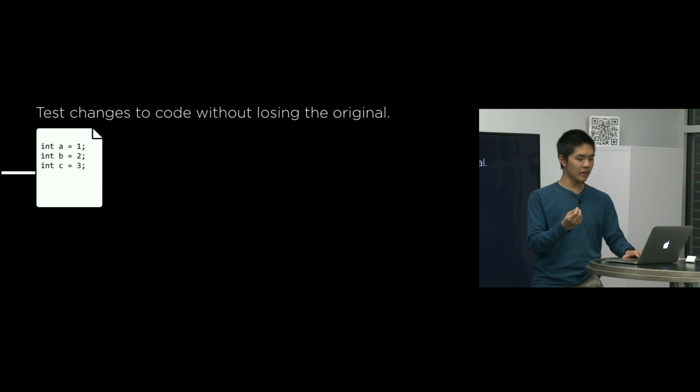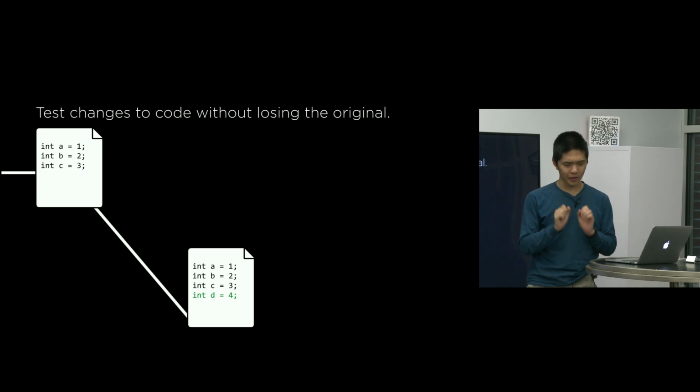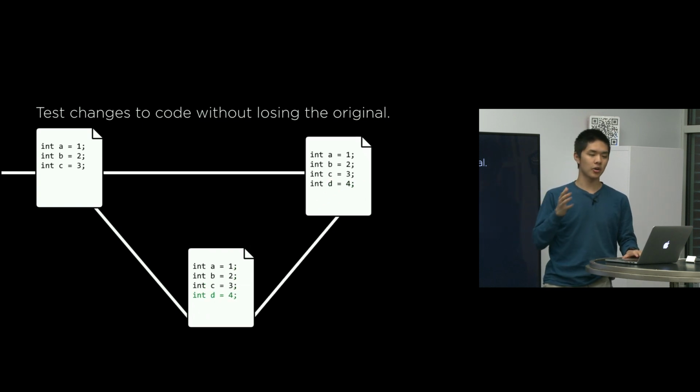So Git makes it very easy to save an original version of your code, test out new changes that you might want to add, and only when you're sure that you like these changes, that they work, that you want to, what's called, merge them back in, can you merge them back with the original file that you were working on in the first place.